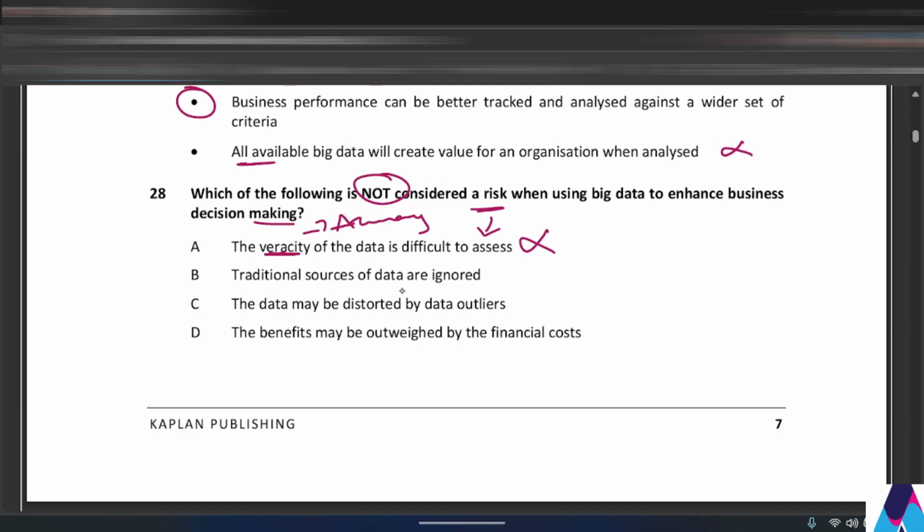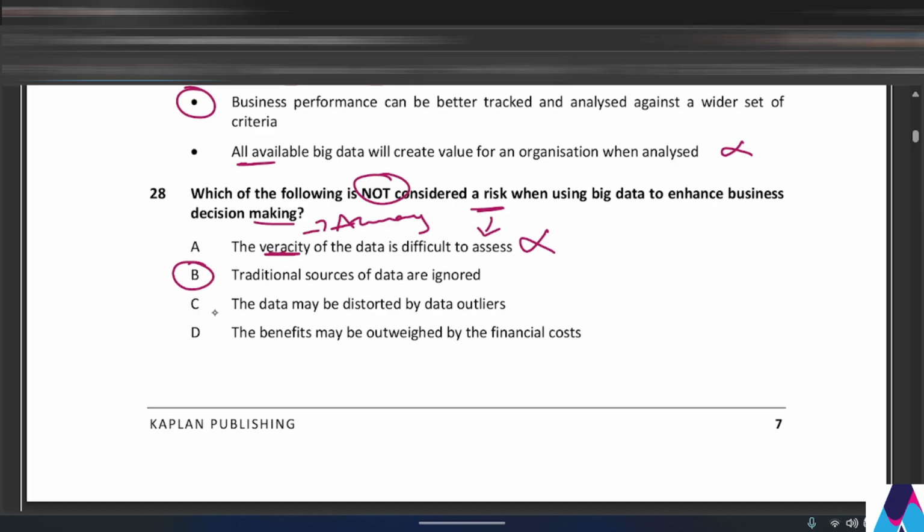Traditional sources of data are ignored. Actually, this is not a risk, because you are saying that traditional sources of data are ignored, which is wrong because you are using all kinds of sources, and that includes traditional sources, okay? So traditional sources are used alongside other sources, so you cannot say that traditional sources of data are ignored. So therefore, this is not a risk, okay? So with that, our answer for question number 28 is part B.